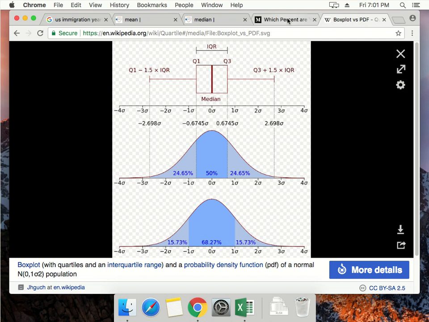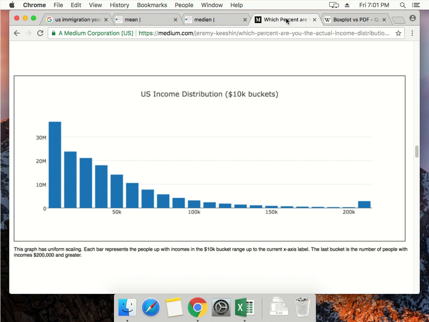By contrast, we can talk about, for example, U.S. income distribution. U.S. income distribution is highly asymmetric, okay? What this is showing, by $10,000 buckets, is the income distribution in the United States. What you can see is that there are well over 30 million people who make under $10,000 a year as of, I believe, 2015 or 2016, right? And then we see over 20 million who make between 10 and 20,000, et cetera, right?